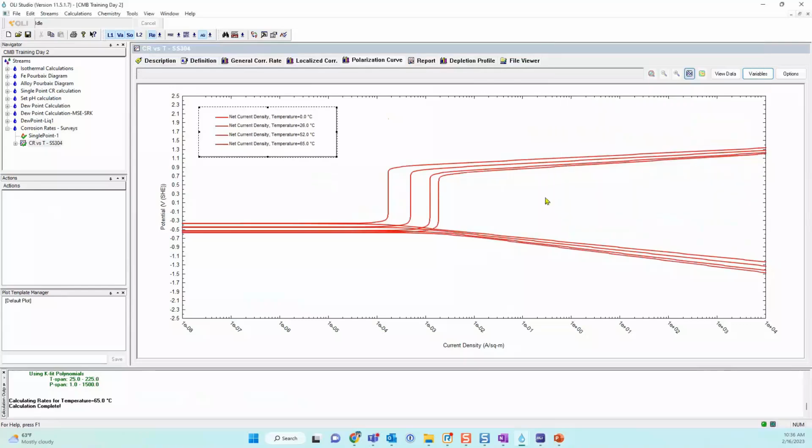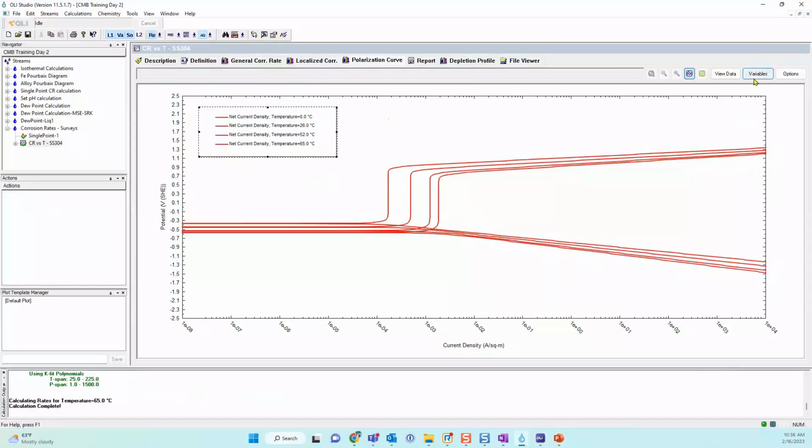So basically, the temperature is having an impact here in this case on the anodic response of this stainless steel 304, right? So you start seeing that as you increase temperature, the anodic current density, or this passive current density, also increases as a function of temperature, and that's one of the reasons why you start seeing an increase in the corrosion rate.